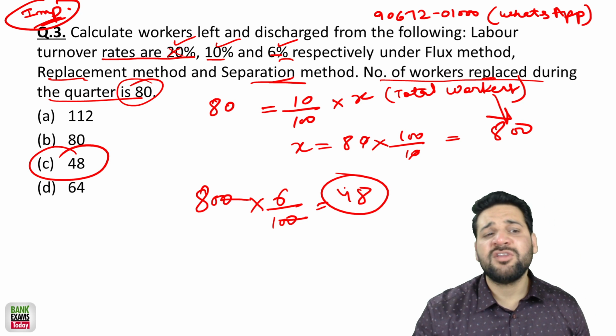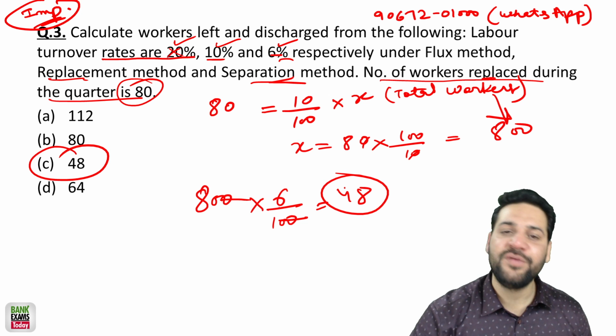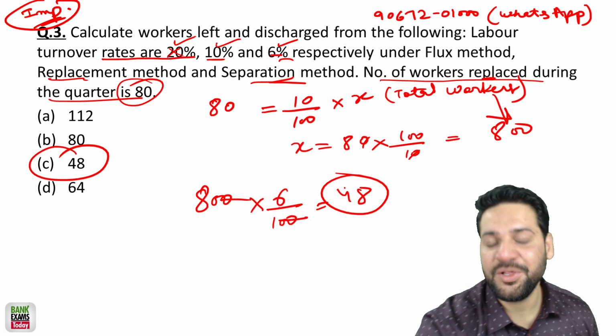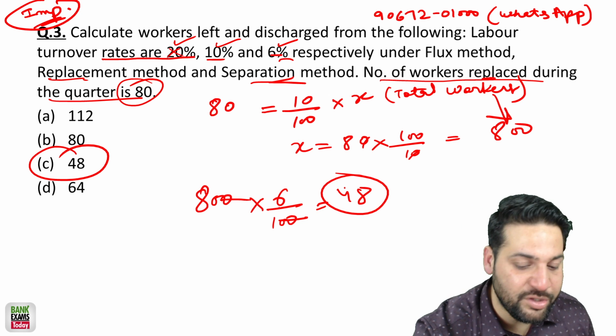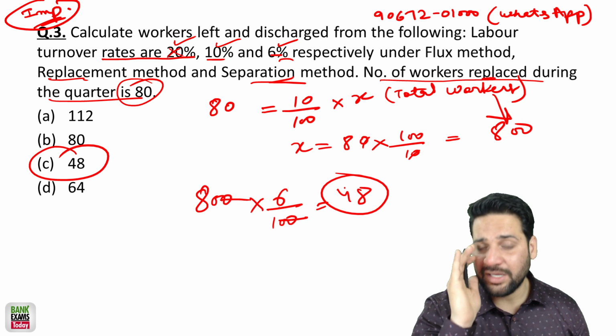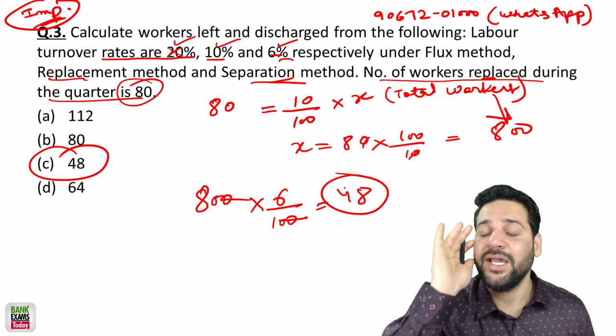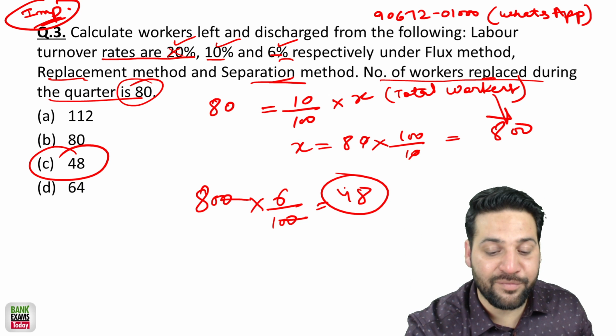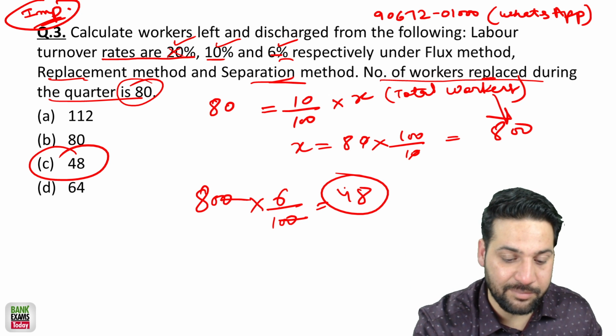The 20% flux method was not required. That was just to confuse you. Right? That's how the exam questions are made. I just wanted to confuse you. So that's the kind of question that you're going to find in the actual exam. These are the level of questions you're going to find in the actual exam. Okay?